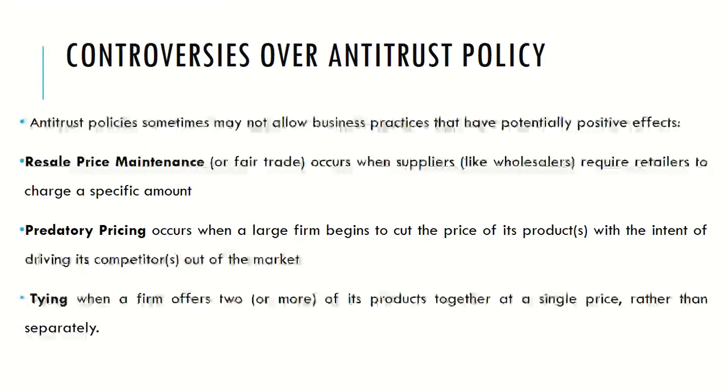So the second example is predatory pricing. Predatory pricing occurs when a large firm begins to cut the price of its products with the intent of driving its competitors out of the market. For example, Pakistan Airlines, that is PIA, is the largest firm in the country. Suppose a new firm enters the industry. So PIA tries to sell its tickets to the customers at a lower price. Then it would be difficult for other firms to exist in the market.